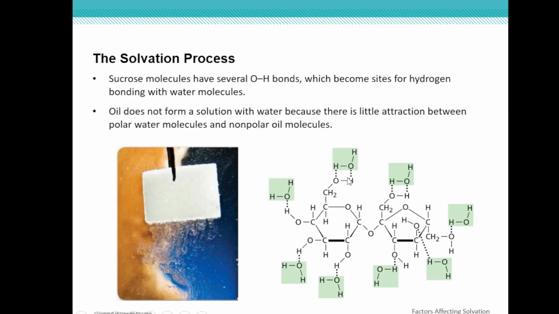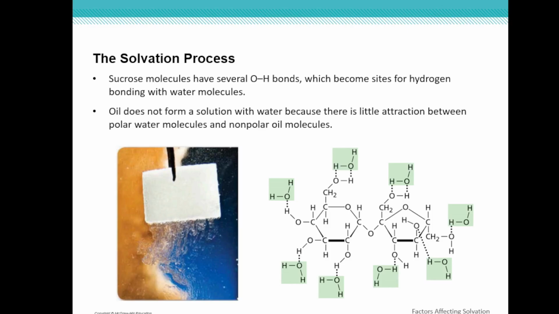So here, here, here, here. We previously learned that OH groups allow for hydrogen bonding to occur, one of our intermolecular forces. So all of the water molecules highlighted in green in this model show how the water molecules are interacting with this large sucrose molecule.